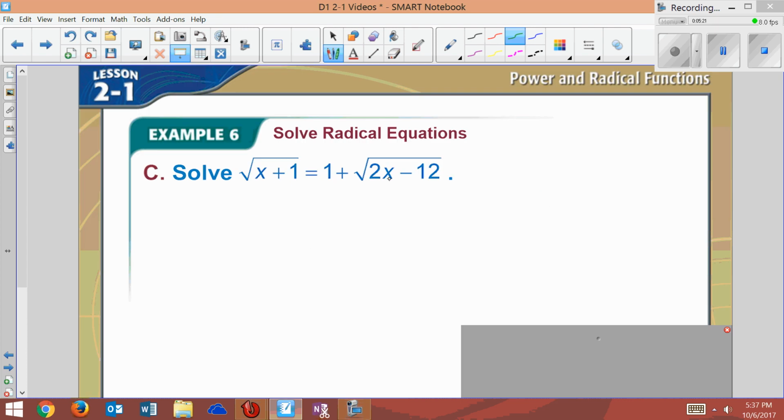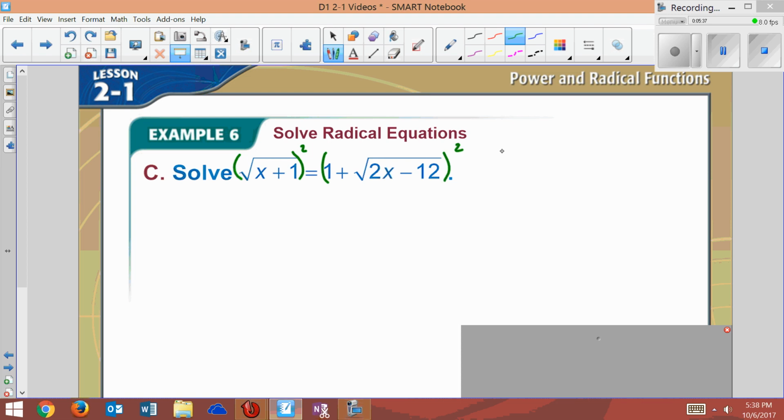Let's try one more. So again, you want to isolate the square root. Now, as you can see here, we have two square roots, so we can't isolate them. So when this happens, you do square from the get-go, but you have to square the whole side. Now, the left, that's easy to understand. The right is where it gets tricky.